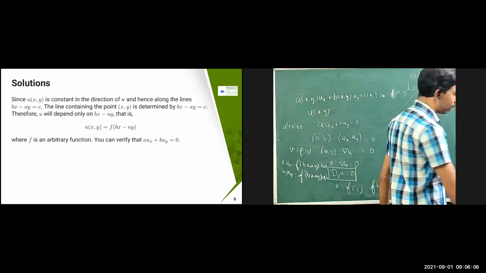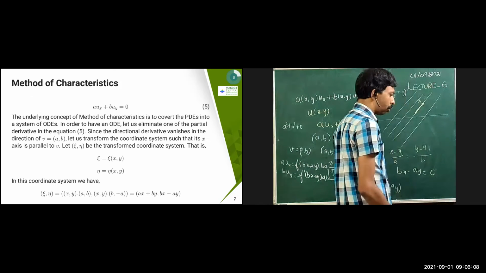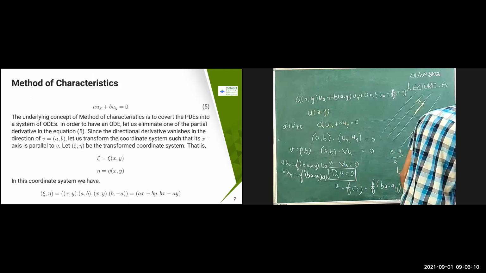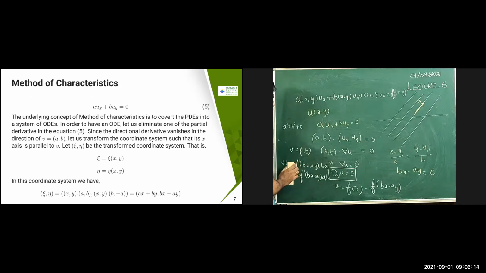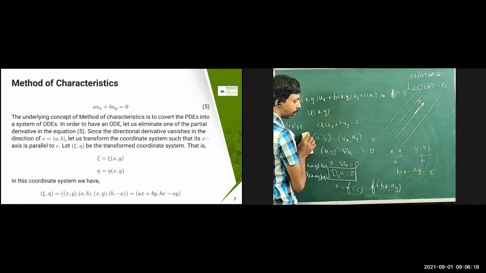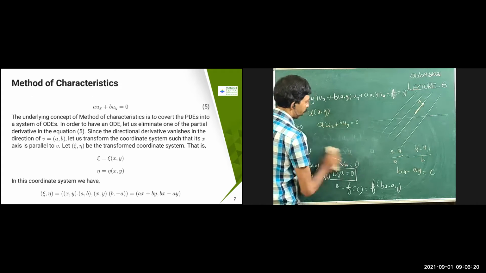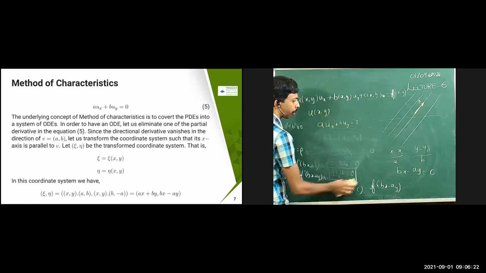Now we are going to extend this idea. If there are any questions on this one, let me know. We'll extend this idea further. I will not erase this one, because we are going to use that. This also I'm not going to erase. We are going to extend this idea further.